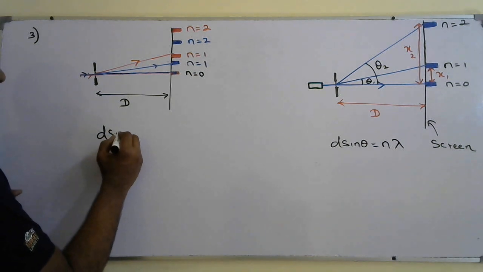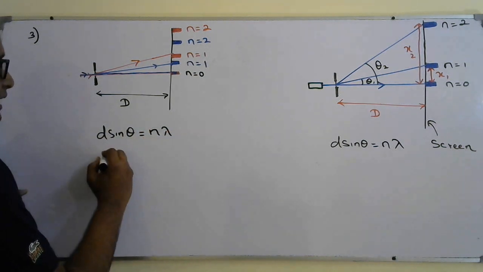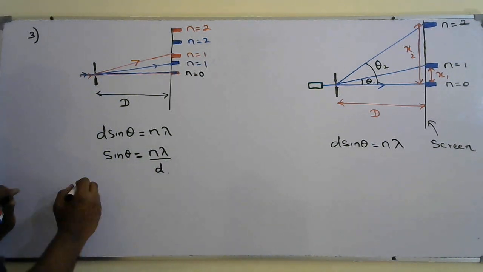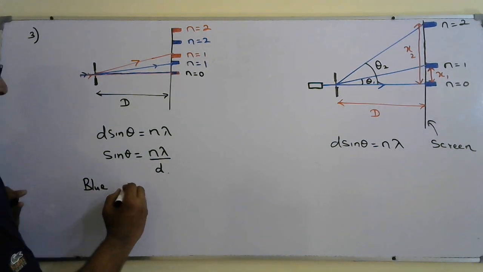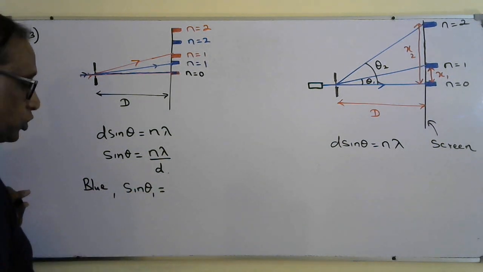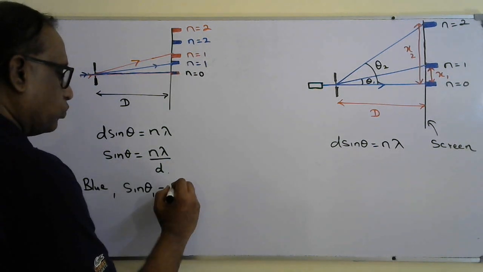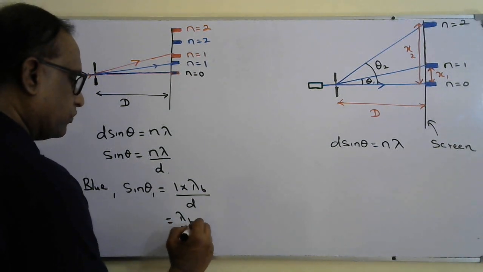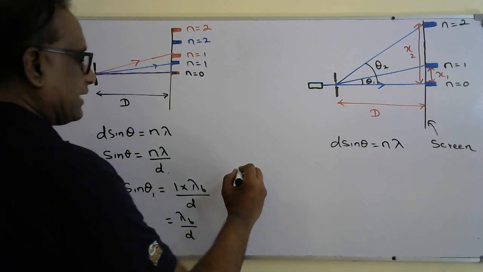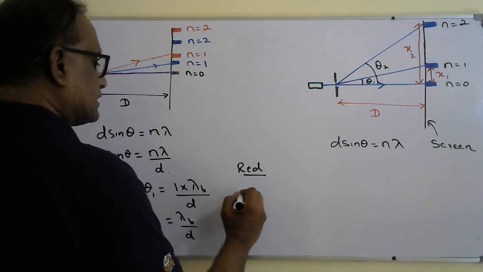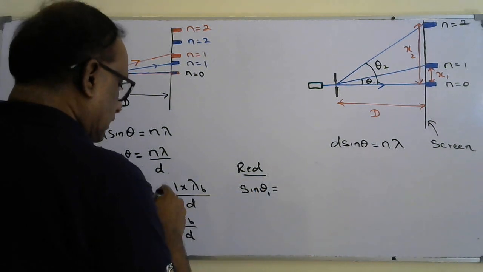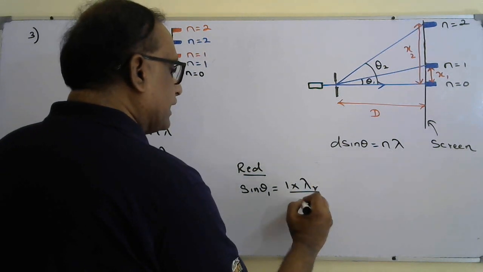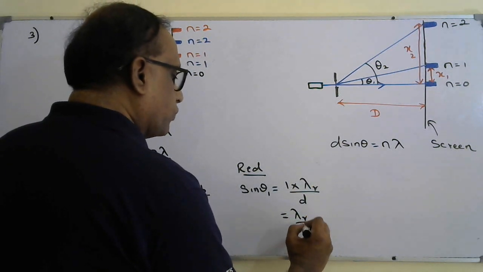d sine theta is equal to n lambda. So sine theta equals n lambda over d. Right. So when I consider blue color, sine theta 1, the first order of the blue color light, sine theta 1 equals n equals 1 times lambda blue over d. That is lambda blue over d. For red color, sine theta 1 equals, for red color also n equals 1, I am considering the first order, 1 times lambda r over d. That is lambda r over d.